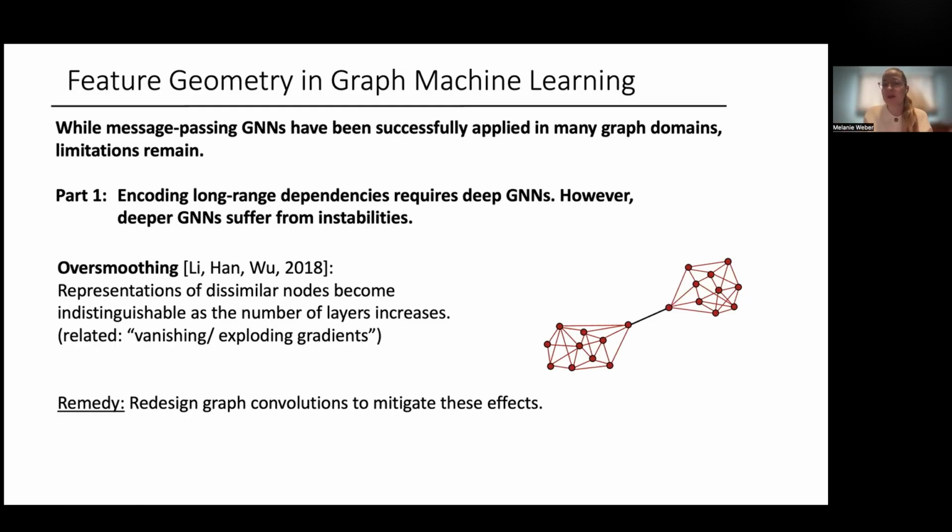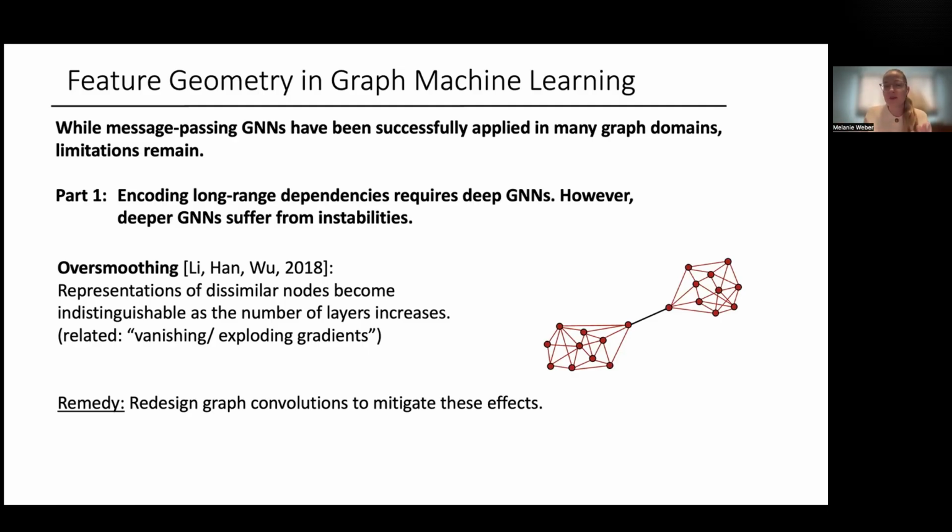Unfortunately, message passing graph neural networks suffer from instabilities as they get deeper. This effect is called oversmoothing. We will go into more detail specifically what that means. But as a quick initial definition, oversmoothing means that representations of two nodes that are dissimilar, so that should in principle be assigned or mapped to a distinct representation, become very similar to the point where they are indistinguishable as the number of layers grows.